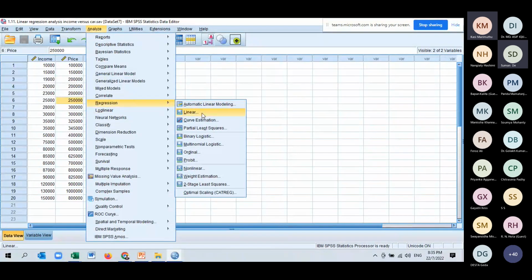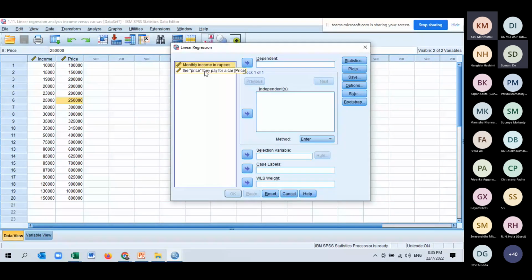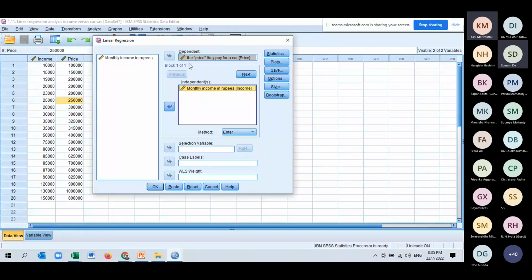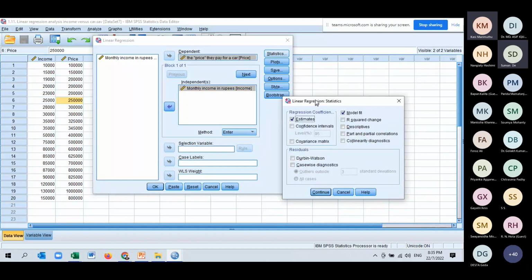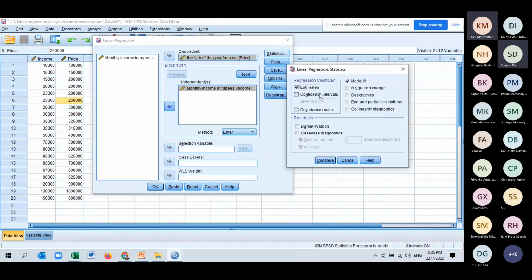Regression, linear. So price should go into the dependent, income into the independent. Click statistics. Coefficient has been chosen by default. If you are looking for confidence interval or descriptive, you can choose those. Nothing wrong in that. Remaining all, you proceed with the model fit.